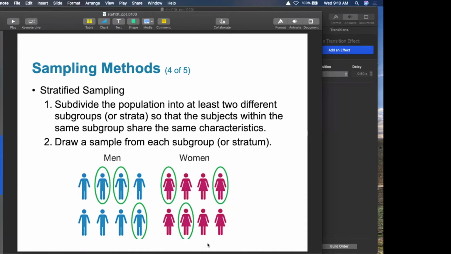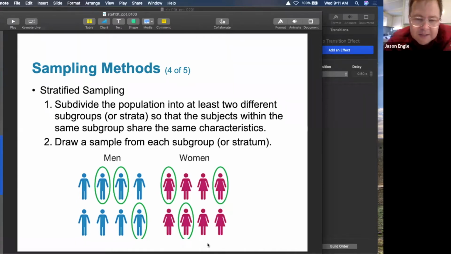So let's compare now. We're going to take a look at cluster sampling, and after we look at cluster sampling, I'm going to ask you what's similar and what's different. Okay.